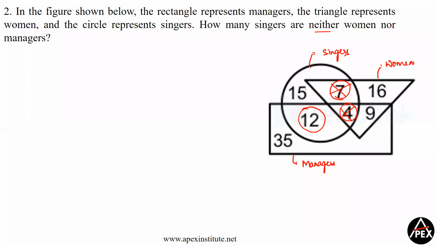And who are neither managers also. You should not consider 12, and you should not consider this 4. So we are left with only one region, that is 15. So this region represents only singers who are neither women nor managers. So the answer is 15. Clear?